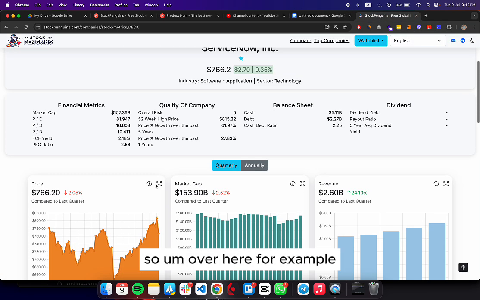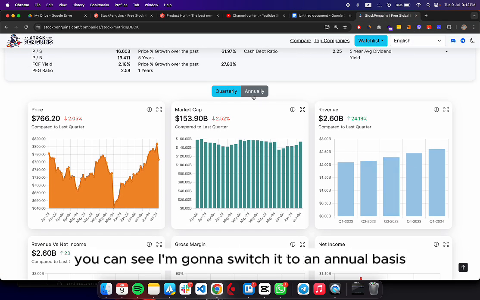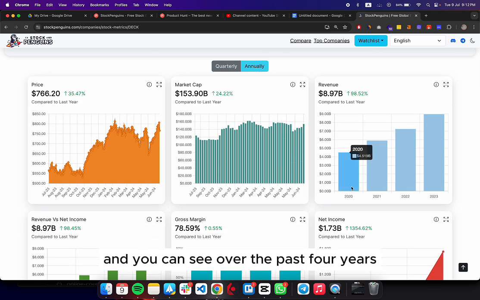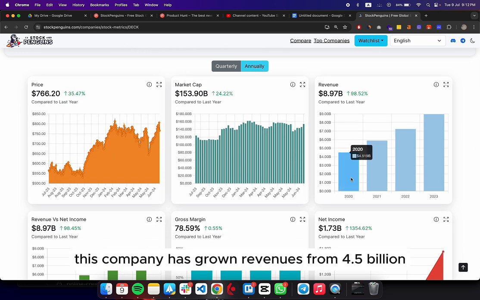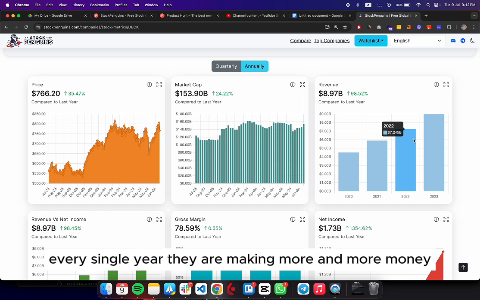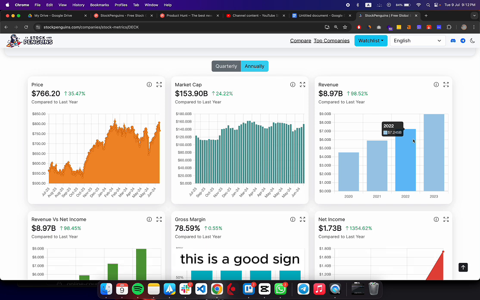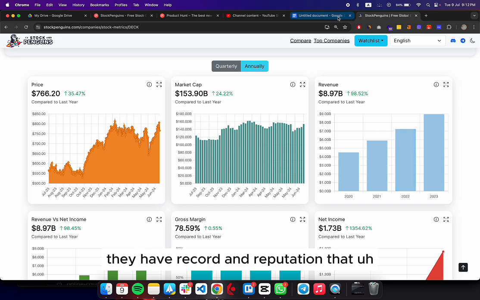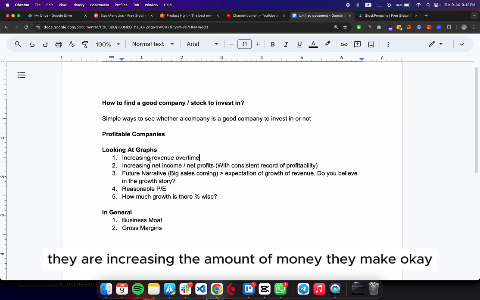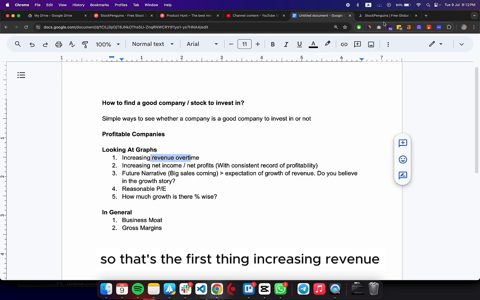So over here, for example, you can see I'm going to switch it to an annual basis. And you can see over the past 4 years, this company has grown revenues from 4.5 billion all the way to 8.97 billion. Okay, they have consistently increased revenues every single year. They are making more and more money. This is a good sign. This means that over a long period of time, they have a record and reputation that they are increasing the amount of money they make. Okay, so that's the first thing, increasing revenue.